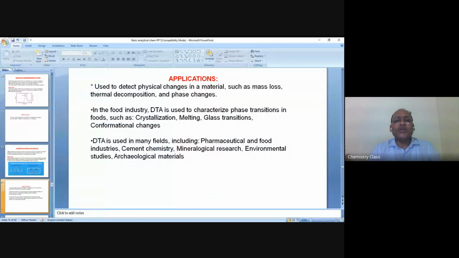Application: used to detect physical changes in a material such as mass loss, thermal decomposition, and phase changes. In the food industry, DTA is used to characterize phase transitions in food such as crystallization, melting, glass transition, and conformational changes. DTA is also used in many fields including pharmaceuticals, food industries, cement industries, mineral industries, environmental studies, archaeological surveys, and so on.